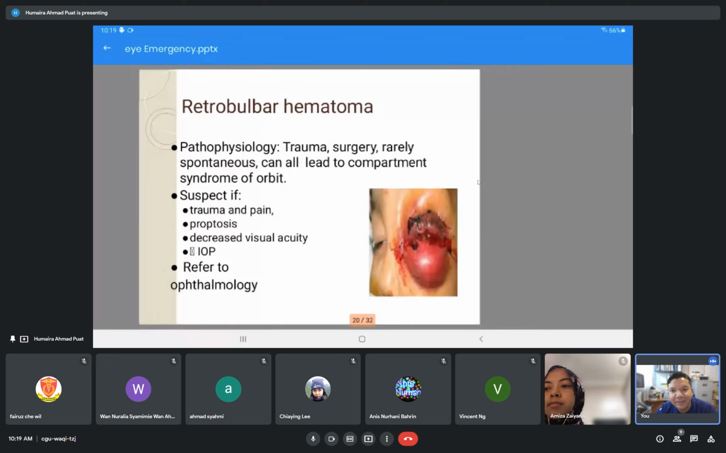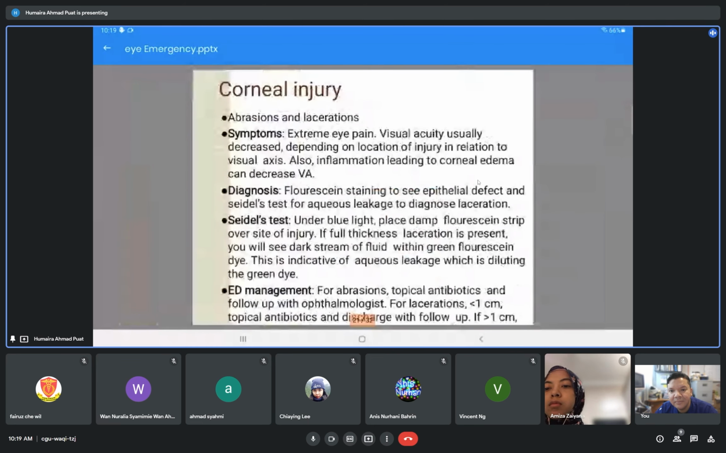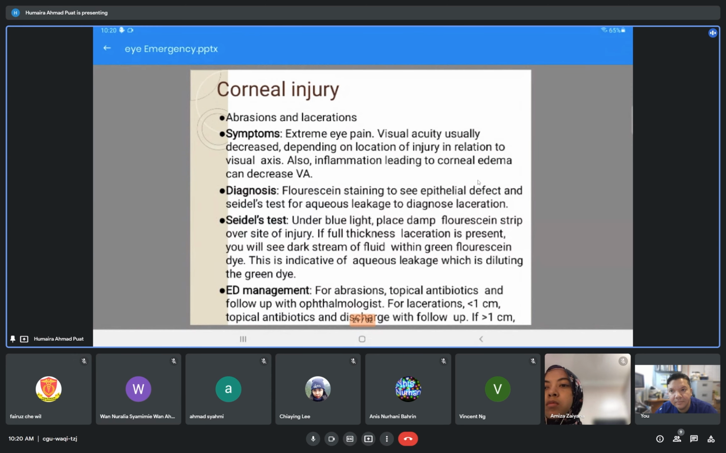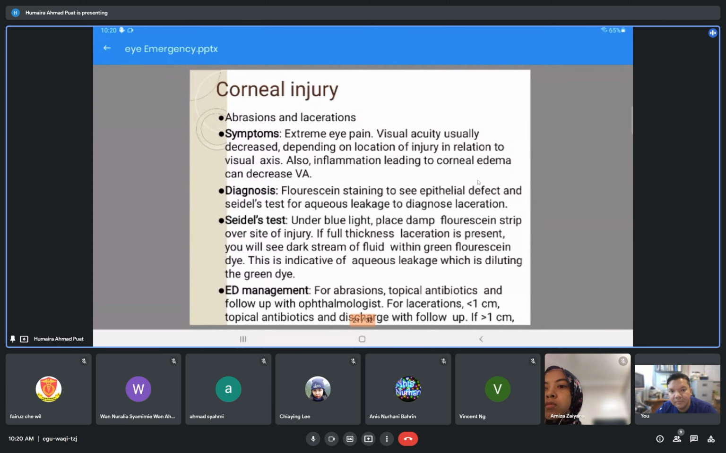Okay, continue. Okay, and then corneal injury. Corneal injury, it can be abrasion or laceration. Okay, symptom patient will have extremely eye pain, visual acuity usually decrease, depending on the location and injury relation to the visual axis. And also inflammation can lead to the corneal edema and can decrease the visual acuity. To diagnose, we can use fluorescent staining to see the epithelial defect and Seidel test for aqueous leakage to diagnose the laceration. Okay, the Seidel test is the one mentioned just now.